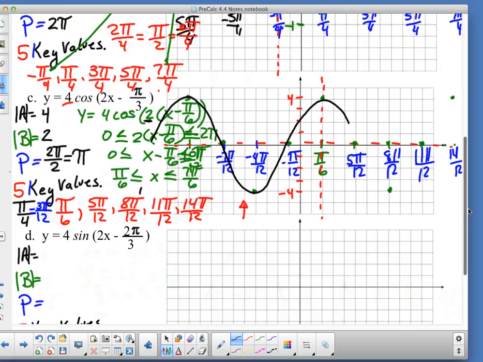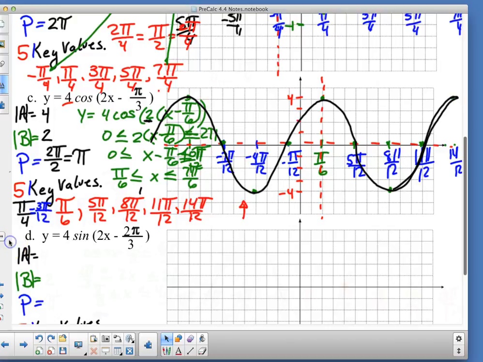As I go through my spots, the hardest part of this is breaking it up into pi over 12s. I suppose this really should come around like that. But once I do that breakdown and find my 5 key values, this is the most important thing. First, finding my starting point, dividing my period into 4 equal parts. That's where I did this. Okay, and then I've got my 5 key values here in red. Once I put them down on my graph, I have to recognize what my amplitude is, whether I flip it or not, and then I'm off to the races to graph it.